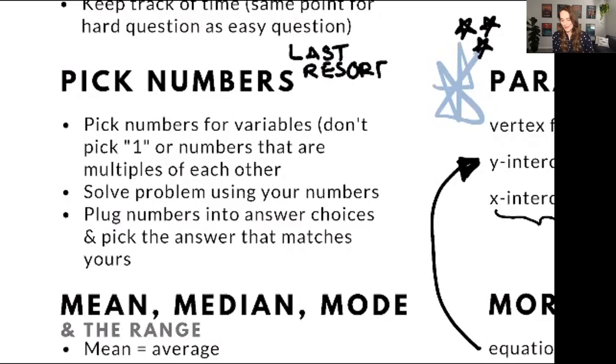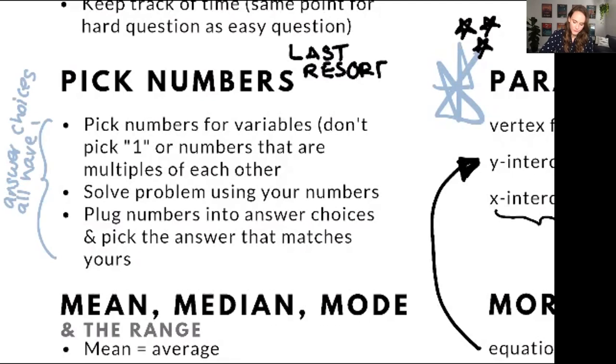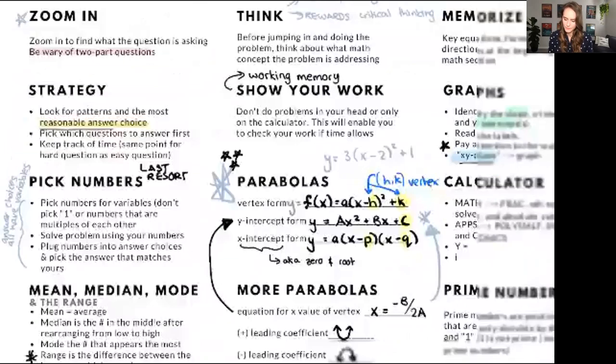How do you know you can pick numbers? You can pick numbers if the answer choices all have variables. So if they give you information and all of the answer choices contain variables, that's a sign that you can pick your own numbers and then back solve.